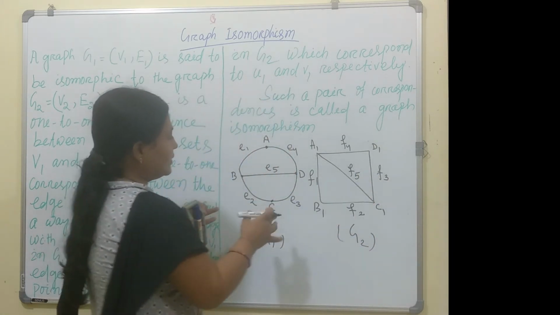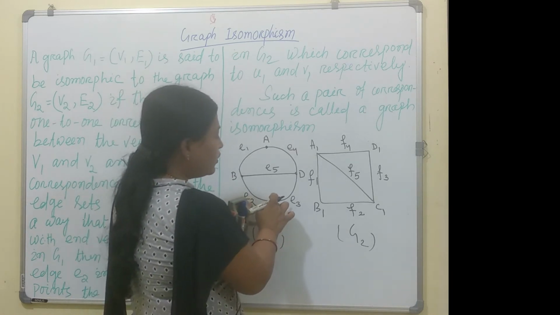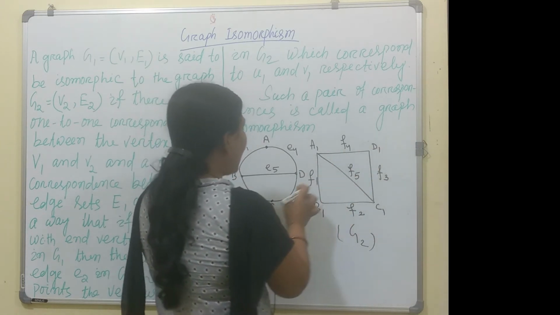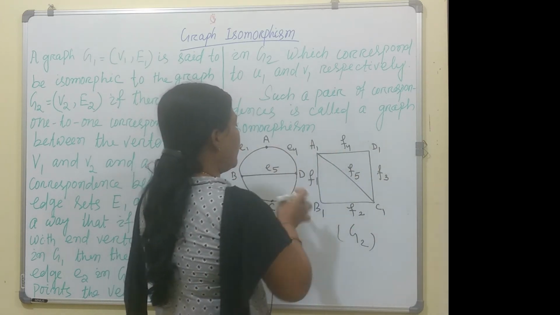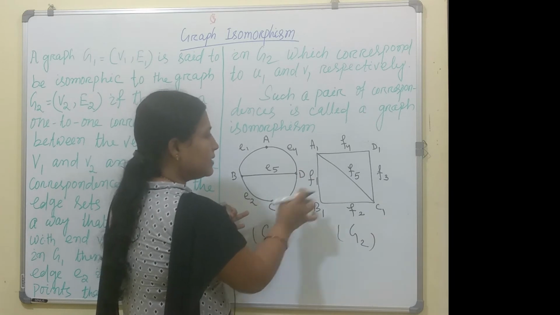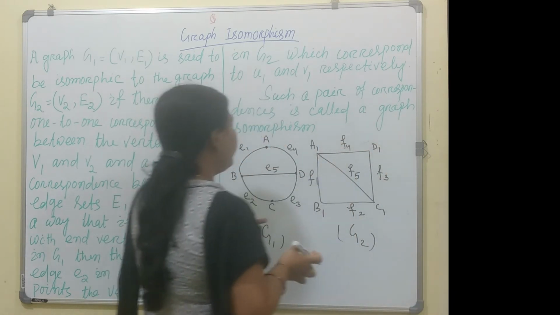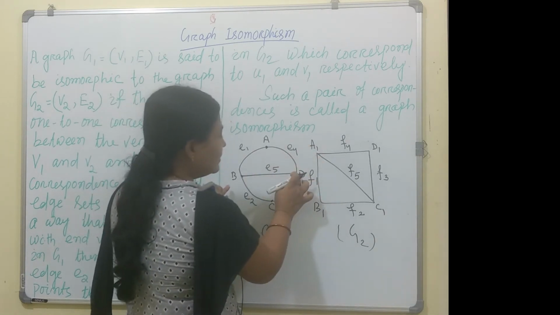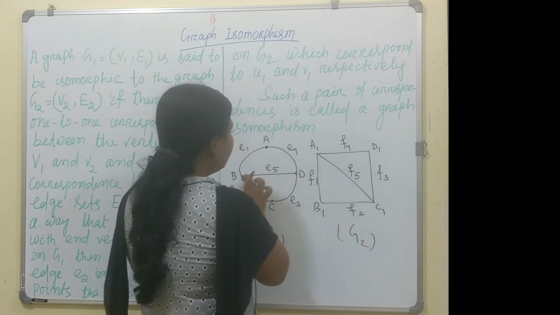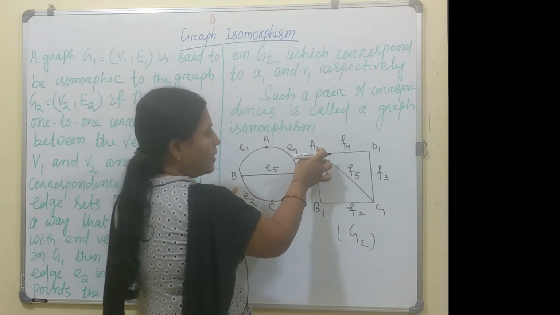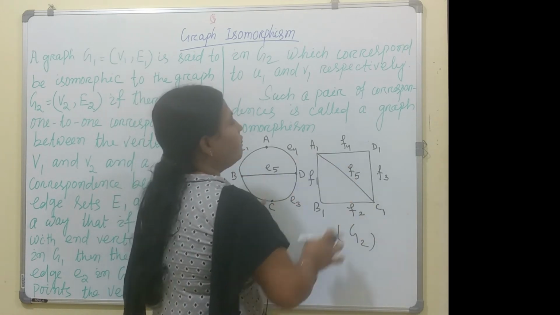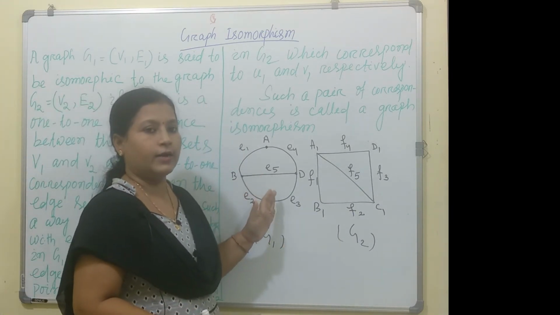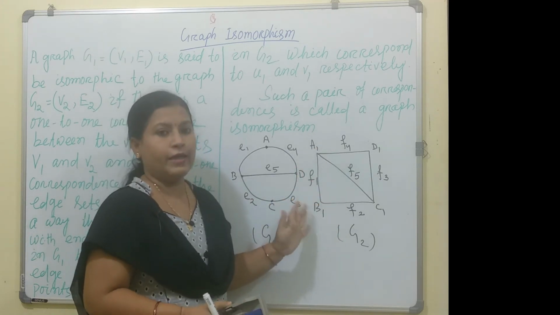Okay. Next, come to the vertex C. C corresponds with D1 and D corresponds with A1. Here also an edge E3 and here also an edge E4. Now, B corresponds with A1 and D corresponds with C1. There is also an edge E5 and here also the edge F5. So there is a 1-to-1 correspondence of all the vertex sets and the pair of edge sets.